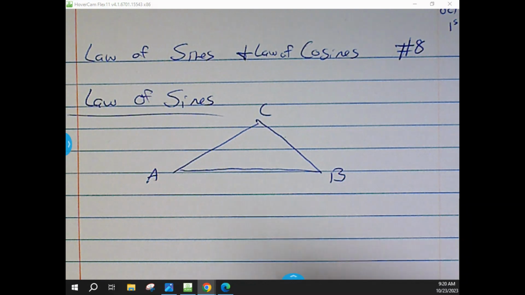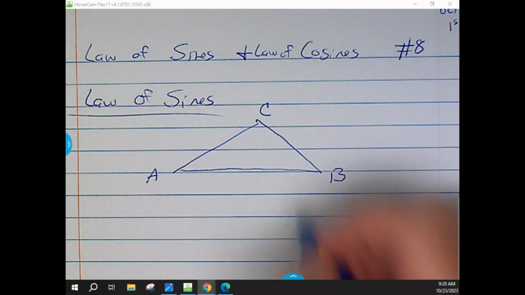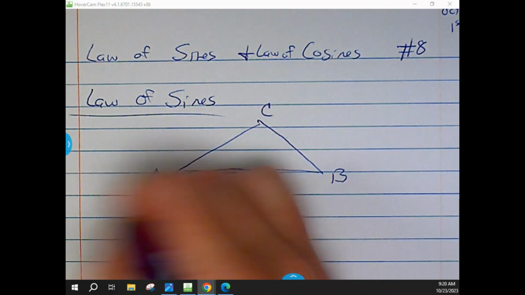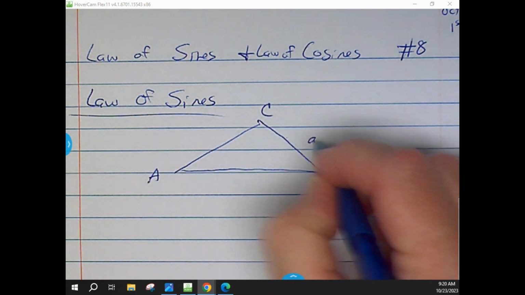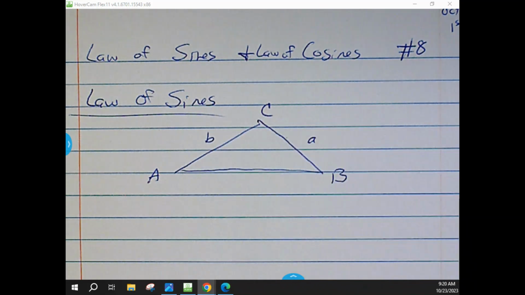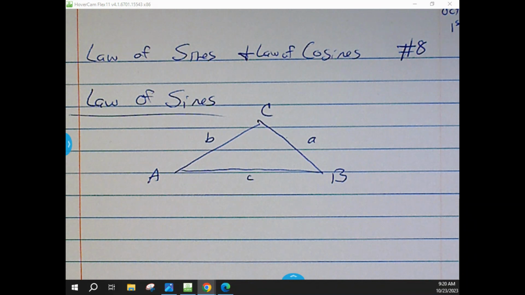Okay, so if we're looking at these, we've got angle A, angle B, and angle C. Angles are all in capital letters. When we talk about side lengths, this is going to be side a, lowercase a, side b, lowercase b, and side c, a lowercase c.